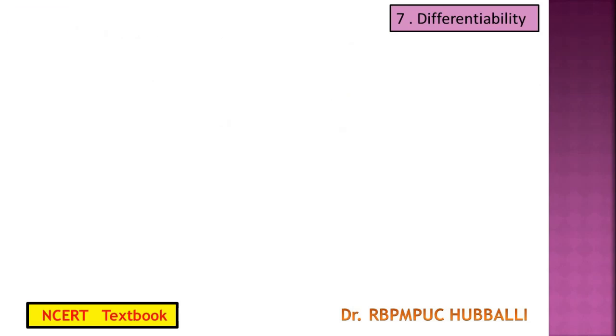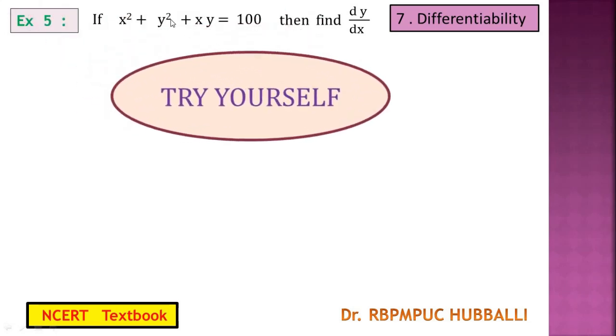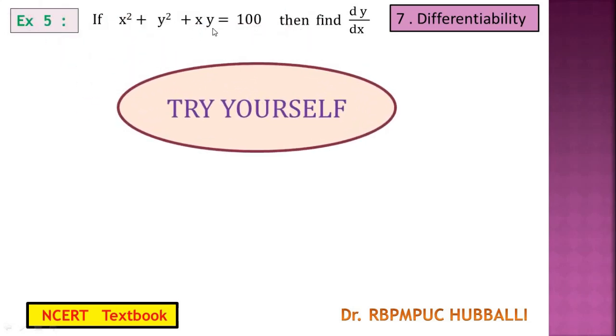Let me take one more example. If x square plus y square plus xy is equal to 100, then find dy by dx, and this example you try yourself. Okay, it is also a similar type. Here we have a product, use the product rule, and x square, y square, constant number we have, you know the derivative rule, and you know the derivative of the function. Okay, try to solve this example yourself.